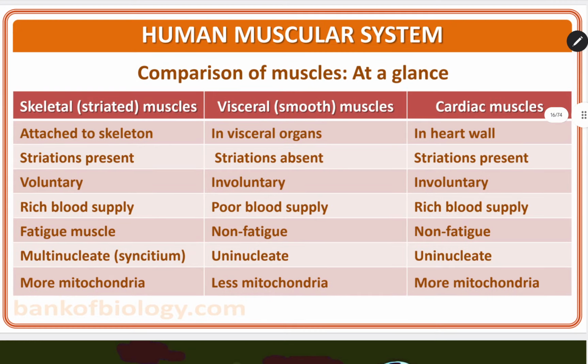Now comparison of muscles at a glance. Skeletal muscle: attached to skeleton, striations are present, voluntary, rich blood supply, fatigue muscle, syncytium, more mitochondria. Visceral: in visceral organs, striations absent, involuntary, poor blood supply, non-fatigue, uninucleate, less mitochondria. Cardiac muscle: in heart wall, striations are present, involuntary, rich blood supply, non-fatigue, uninucleate and more mitochondria.